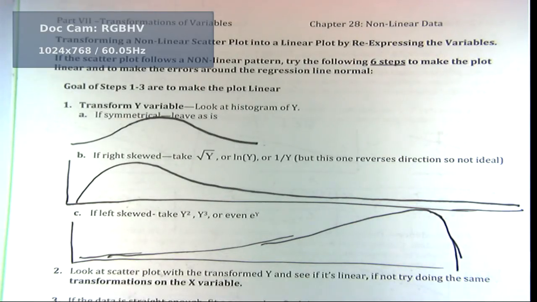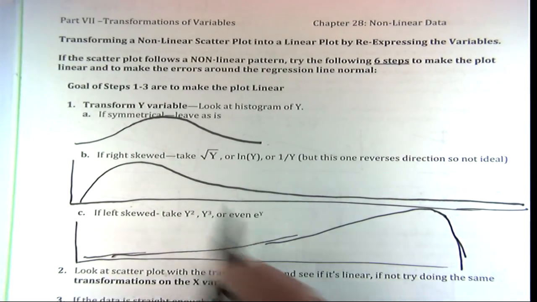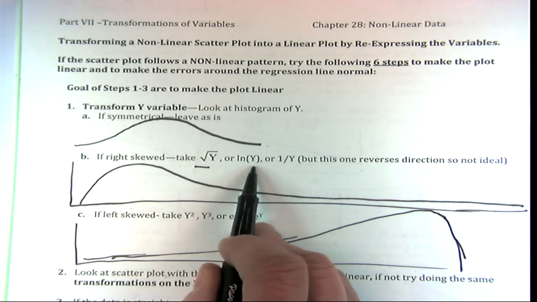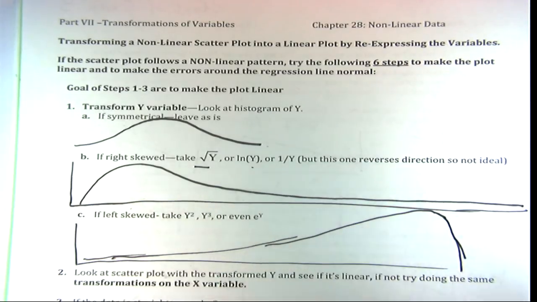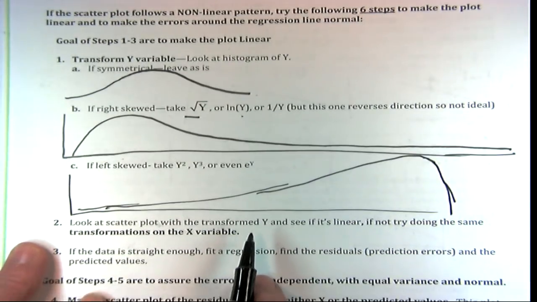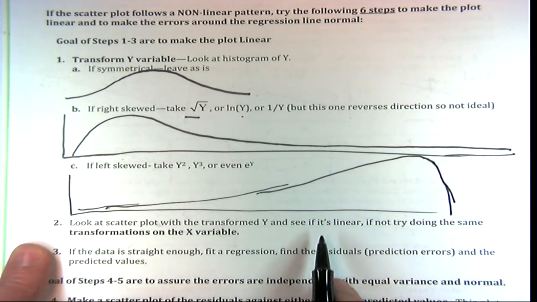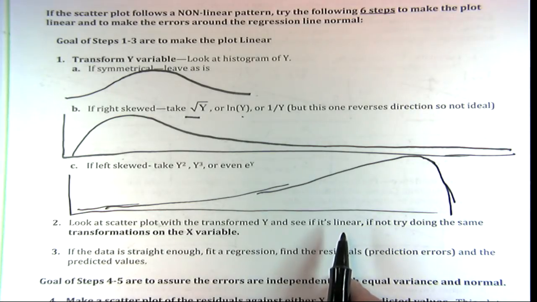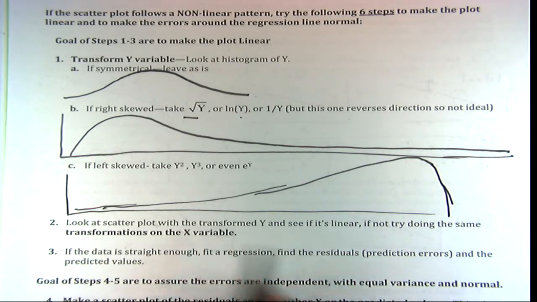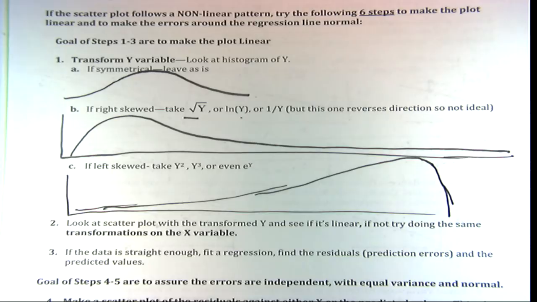All right. And so now, if right skewed, you take the square root first. Then to make it more extreme, you do the log. And this one rarely is used. Now, what do you do next? You look at the scatter plot with the transformed y and see if it's linear. If not, try doing the same transformation on the x variable. Then if the data is straight enough, you fit a regression line, you find the residuals and the predicted values.